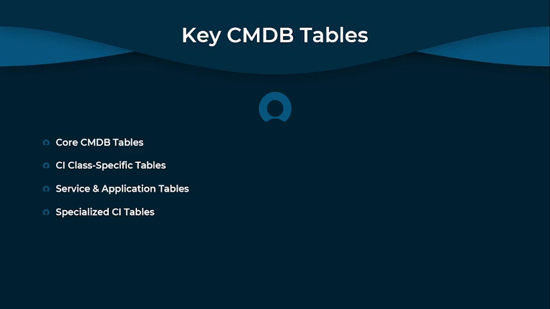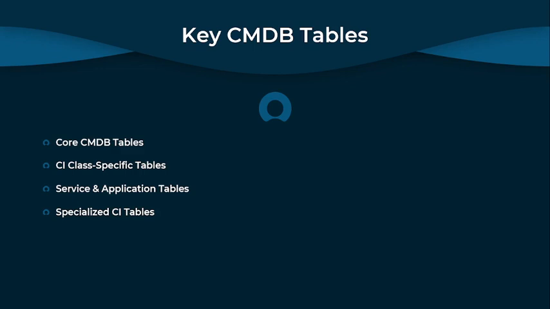Then service and application tables. It includes cmdb_ci_service that stores information about business and technical services, including service name, type, owner, and status. This table helps in tracking the services offered by the IT department and their health. Then cmdb_ci_app_server, a subclass of cmdb_ci for application servers, including details such as application name, version, server role, and installed software. It helps in managing and monitoring application server environments.